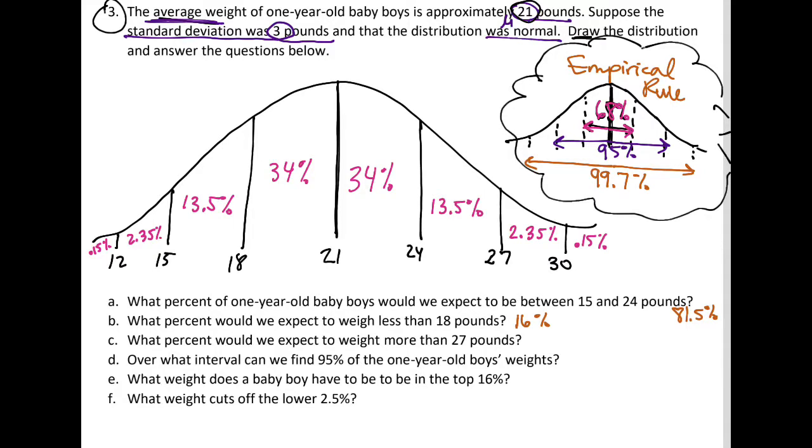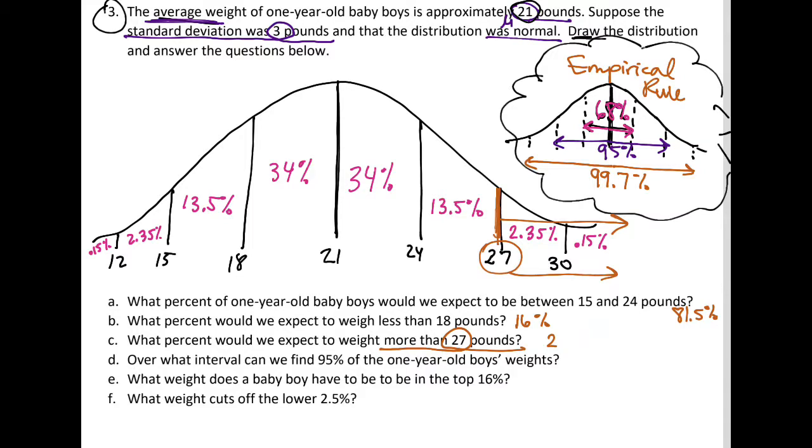So, what percent will we expect to weigh more than 27 pounds? So now I'm going to go to the 27-pound line, and more than would be everything greater than it, to where the weights are more than it. So I'm going to add up those two percentages, and I will get 2.5%.